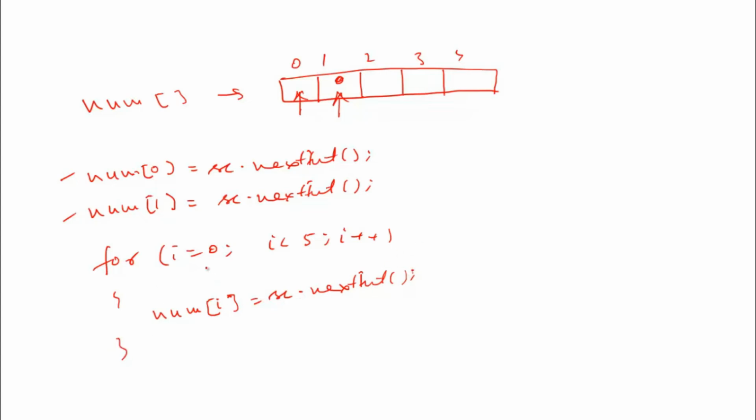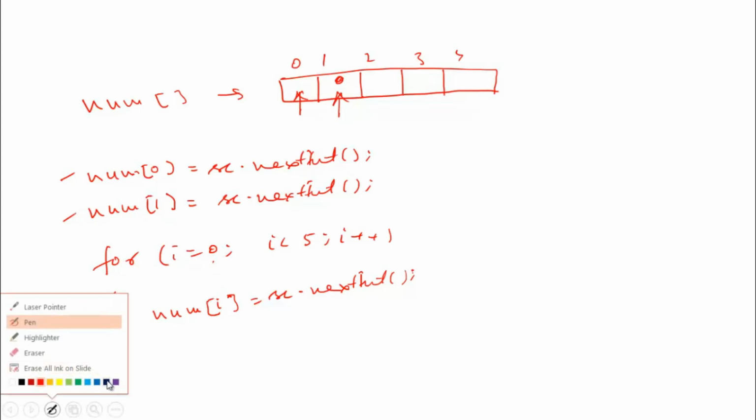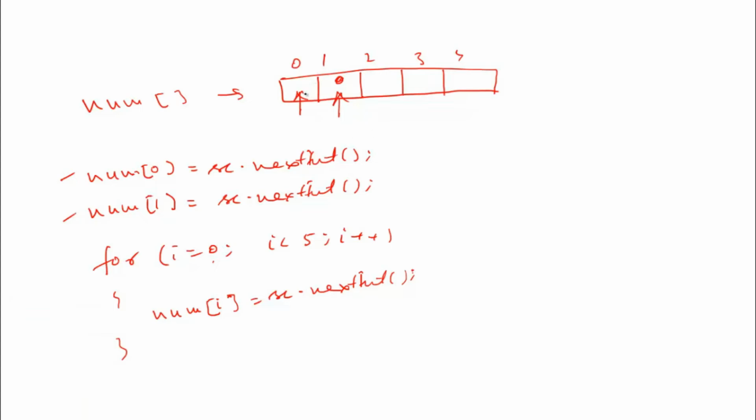You see here the first value of i is 0, and then it will enter the element. Say I entered 5 here. This is the 0 position that I have entered. Then i becomes 1 with i plus plus. So num of i means num of 1, and then I will enter a value, say 10.